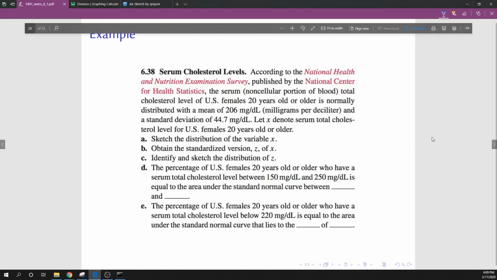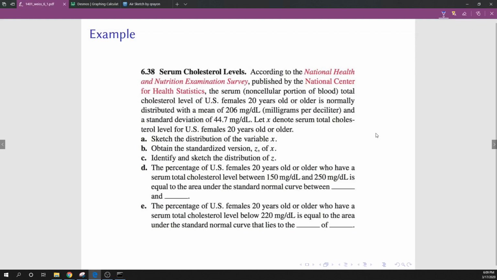In this video, we are going to work through example or problem 6.38 from our textbook. Serum cholesterol levels. According to the National Health and Nutrition Examination Survey published by the National Center for Health Statistics, the serum (non-cellular portion of the blood) total cholesterol level of U.S. females 20 years or older is normally distributed with a mean of 206 milligrams per deciliter and a standard deviation of 44.7 milligrams per deciliter.